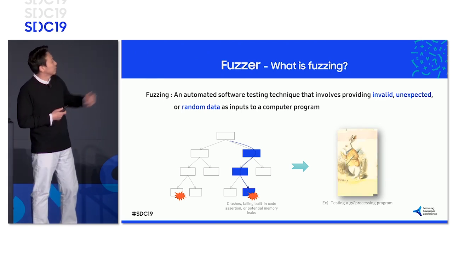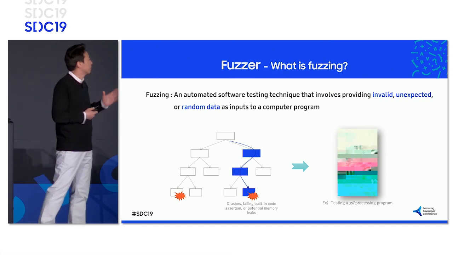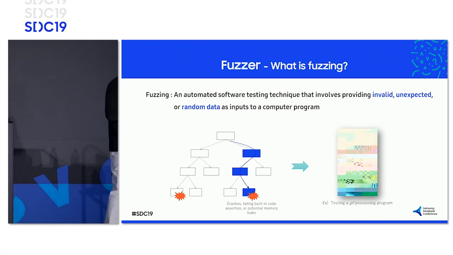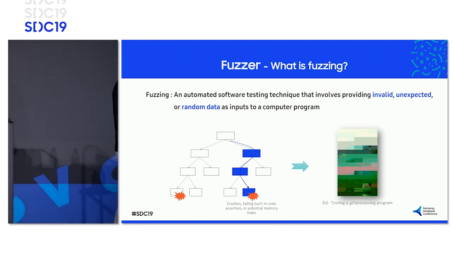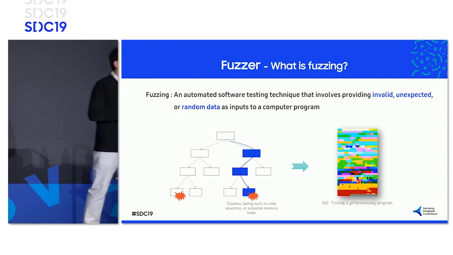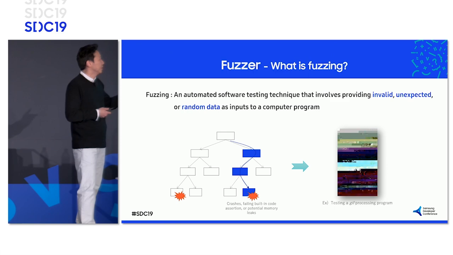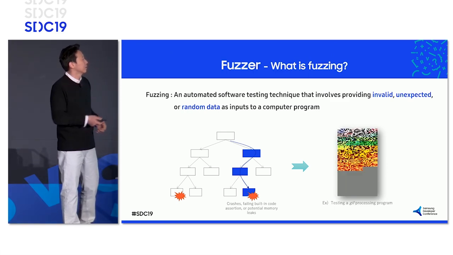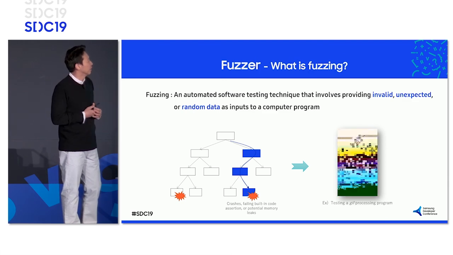This picture is an example for a graphics processing program. A graphics processing program generally receives input like a common photo or picture. But to test the software, we give some random and unexpected input like this. And then sometimes it breaks because of the unexpected input.